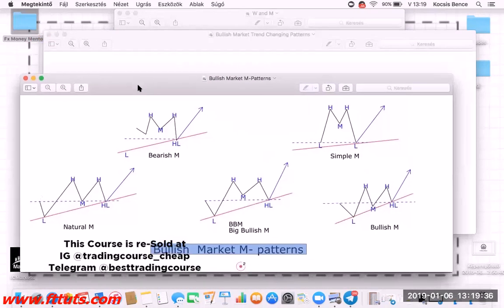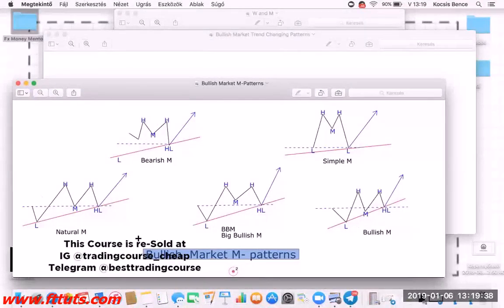So let me repeat again. When we are on the bullish market and we are looking for the price to continue to the upside, we are looking for the M patterns in the future. We have 5 types of M patterns. The first one is the natural M. The second one is the big bullish M. The third one is the bullish M. The fourth one is the bearish M. And the fifth one is the simple M.